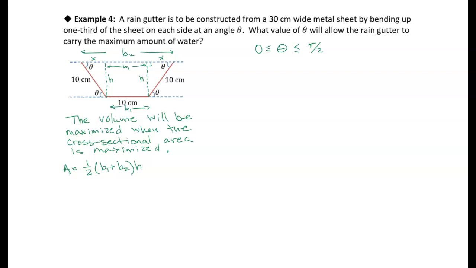Okay, so what I can do is say that the sine of theta is opposite over hypotenuse, right? So opposite is h over 10. That tells me that h is equal to 10 sine of theta. Okay, so now I have h in terms of theta. I can also take the cosine of theta, which is adjacent over hypotenuse. So that tells me that x, this little leg here, is 10 cosine of theta.